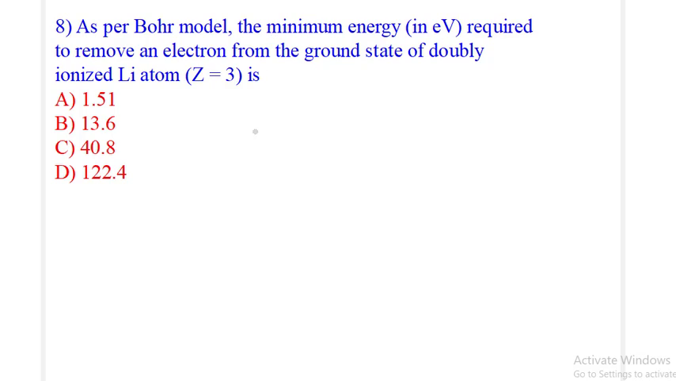So for such atoms, the energy in general, En, is given by minus 13.6 upon n square into z square. This is what the general term is. For hydrogen atom we don't write the z square term because z is 1, but this is the general expression.